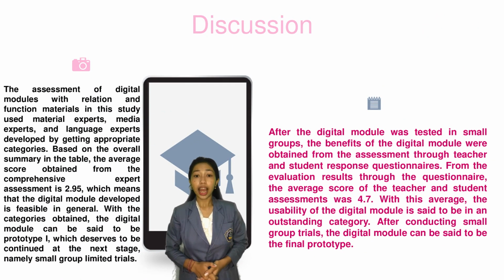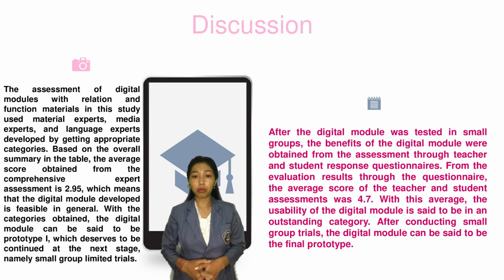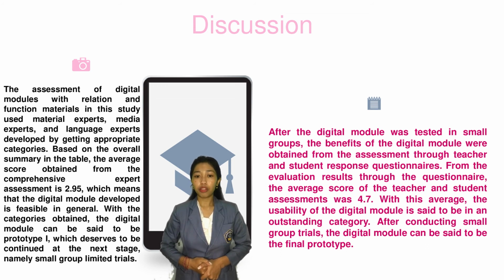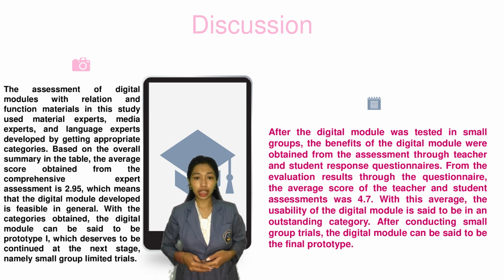Next is the discussion. The discussion showed that the assessment of digital modules with relation and function materials in this study, using a material expert, media expert, and language expert, obtained appropriate categories. Based on the overall summary in the table, the average score obtained from the comprehensive expert assessment is 2.95, which means that the digital module developed is feasible in general. With this category, the digital module can be said to be prototype 1, which deserves to be continued at the next stage, namely small group limited trials.